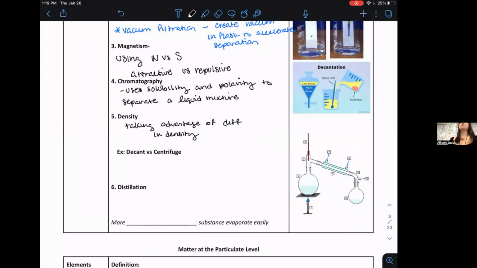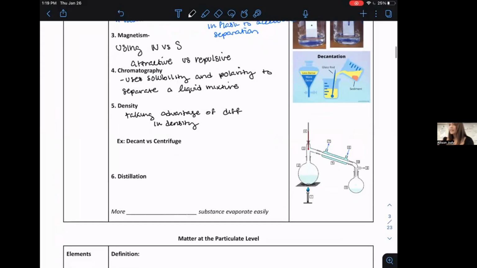It is a very simple method. We love it. Okay. Decant versus centrifuge.